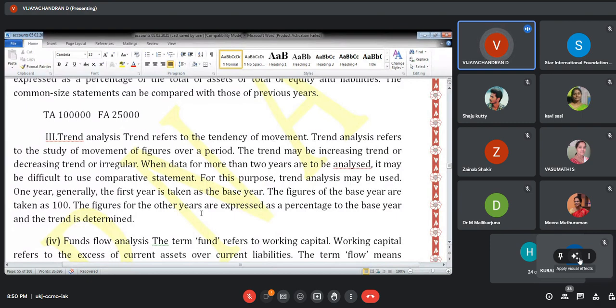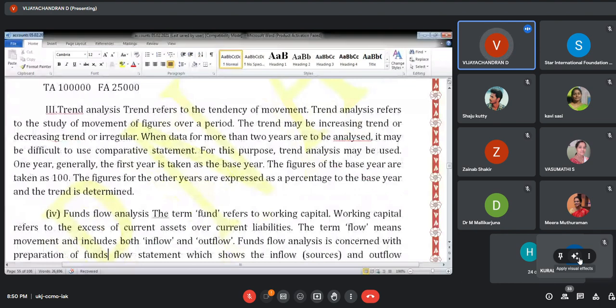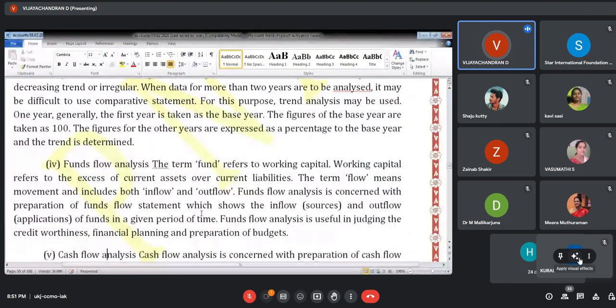Coming to the fund flow analysis, I told you fund here refers to working capital. Even a simple question in 2021, you can find the question in the fund flow statement. What is fund? Fund refers to working capital. Working capital means the temporary capital, or in a simple way I say current assets minus current liabilities. So the fund required for day-to-day operation is known as working capital. So in the fund flow analysis, fund refers to working capital. It's not cash. You should not say cash or mere cash.